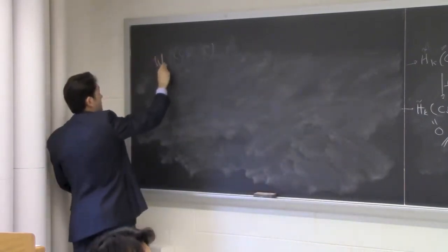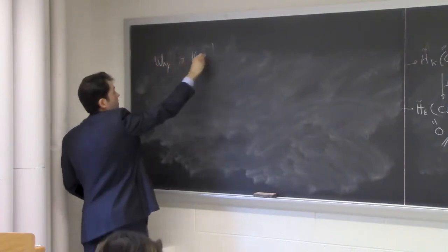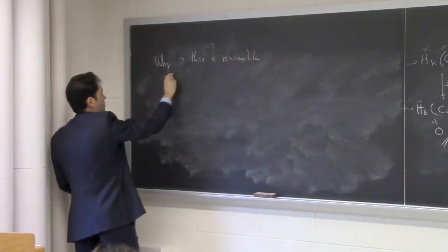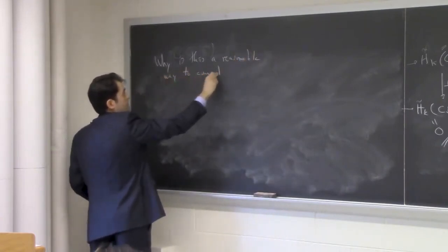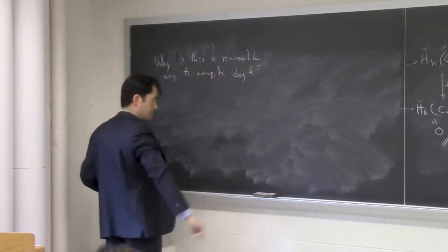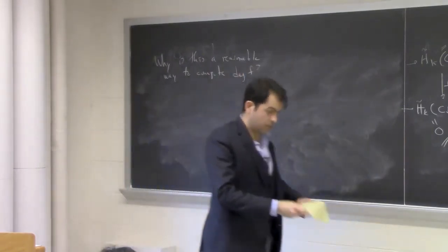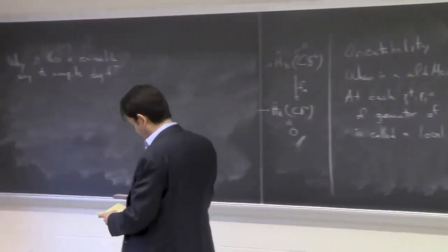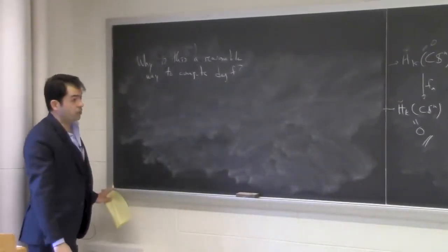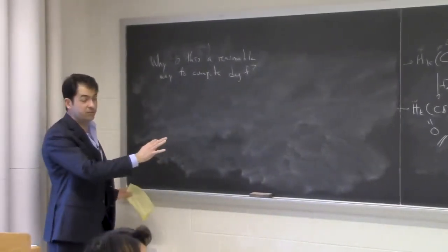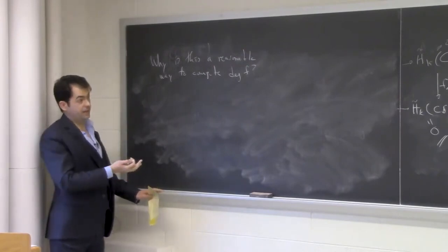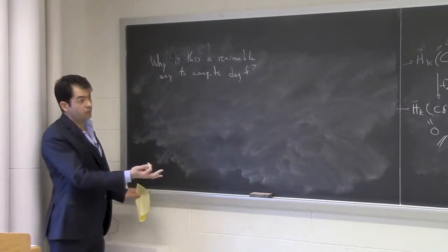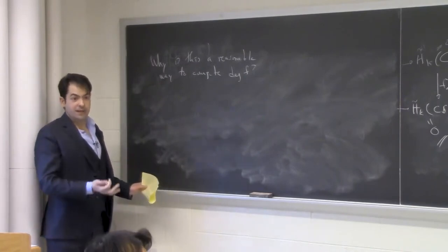Okay, so why is this a reasonable way to compute? Okay, so let me make sure I don't skip something. For arbitrary manifolds, the way we've defined them, they just have a topological structure, right? So you can do a lot with the topological structure, but you can't do everything.